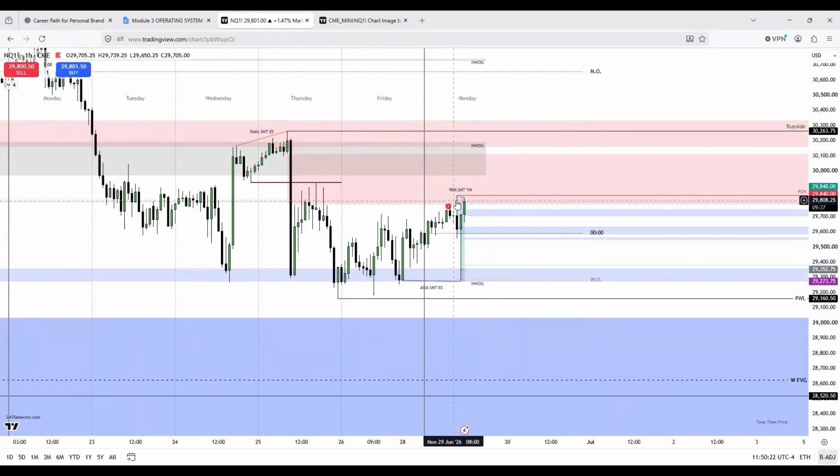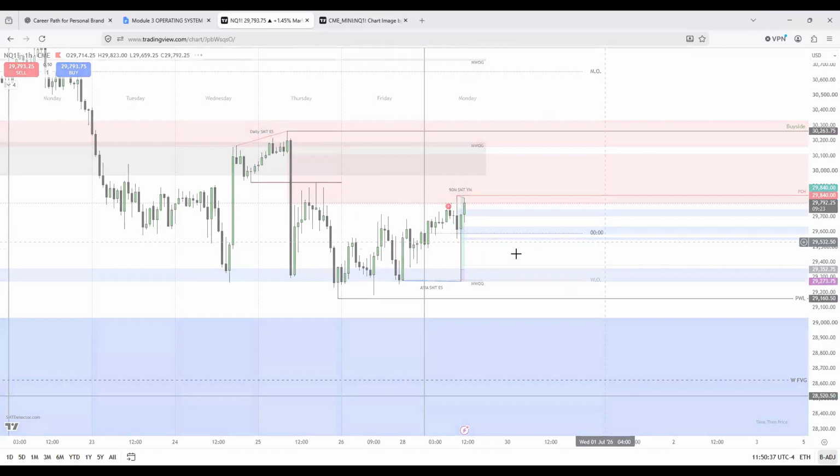Draw on liquidity would just be the original consolidation, right? And obviously Thursday's high if we get through that. But I was literally just going for the original consolidation, previous cycle high as my draw on liquidity. All right, let's go down to the lower time frame.